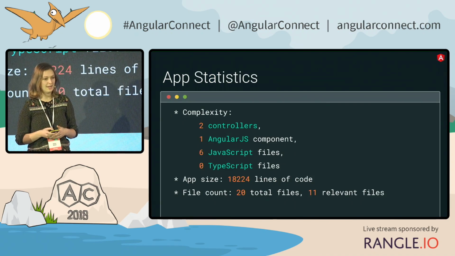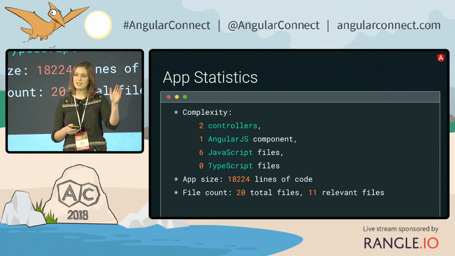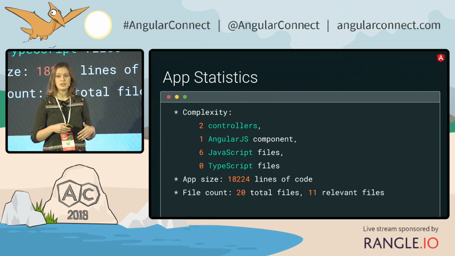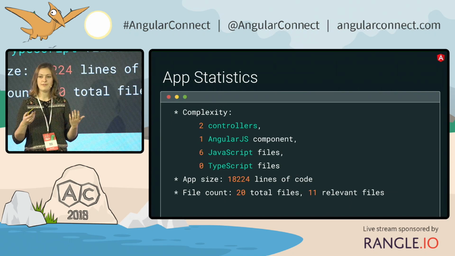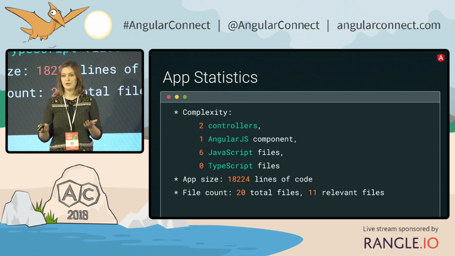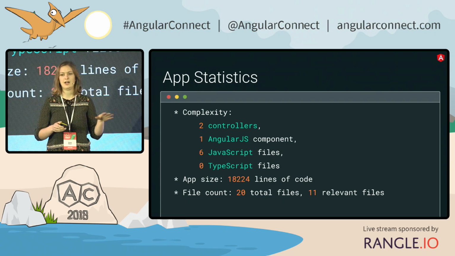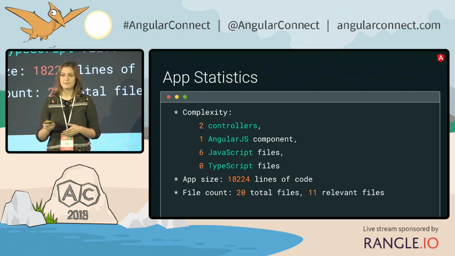We also provide app statistics again. So in this example, we outline the criteria that you have and then exactly what we found. Here we found 2 controllers that will need to be converted and 1 AngularJS component. We found roughly 18,000 lines of code, which puts you in a ballpark a little bit above rewriting your entire application from scratch, and a file count as well.